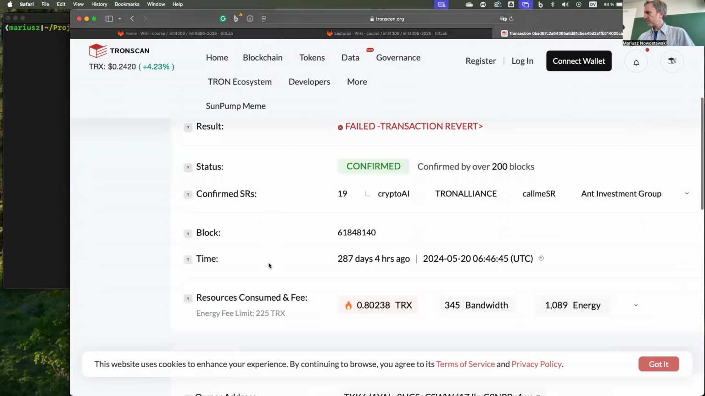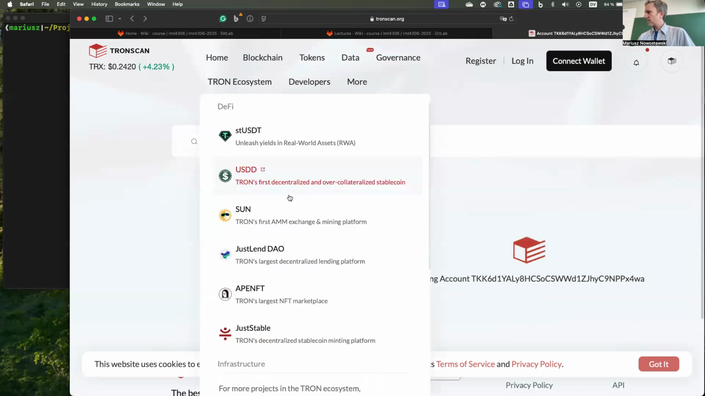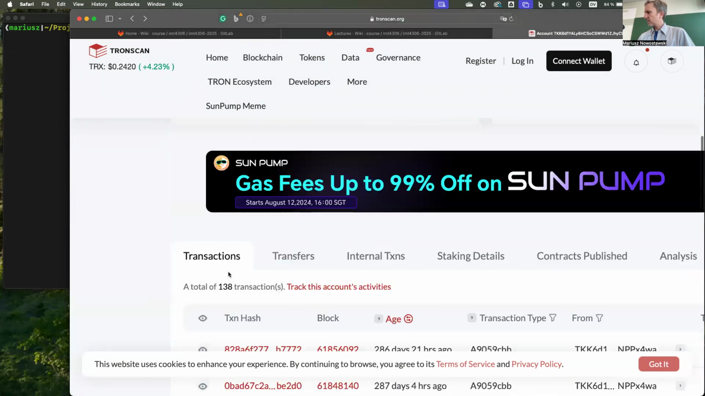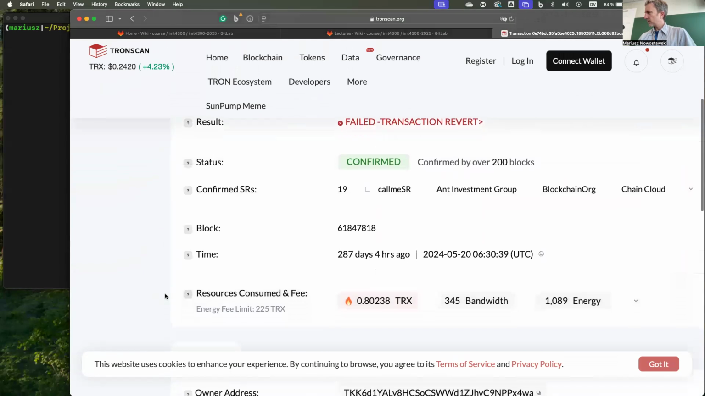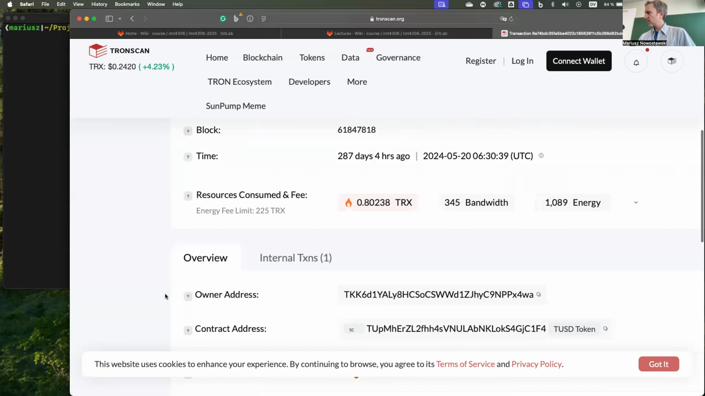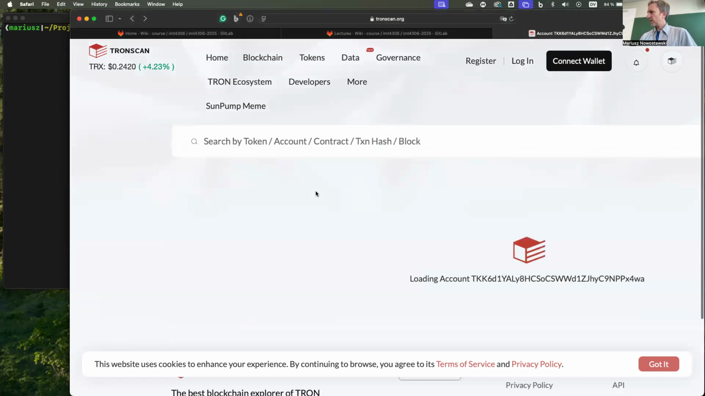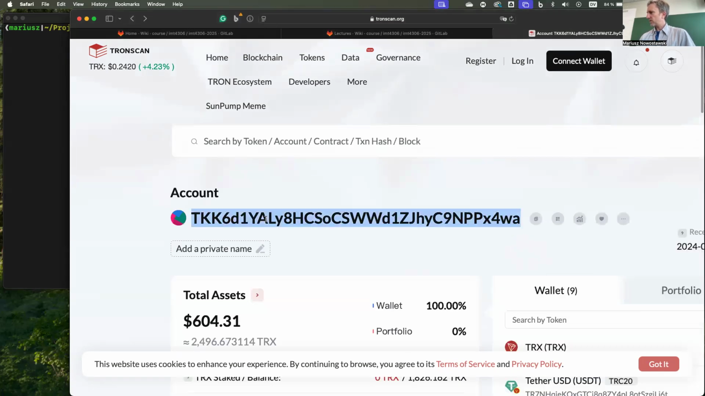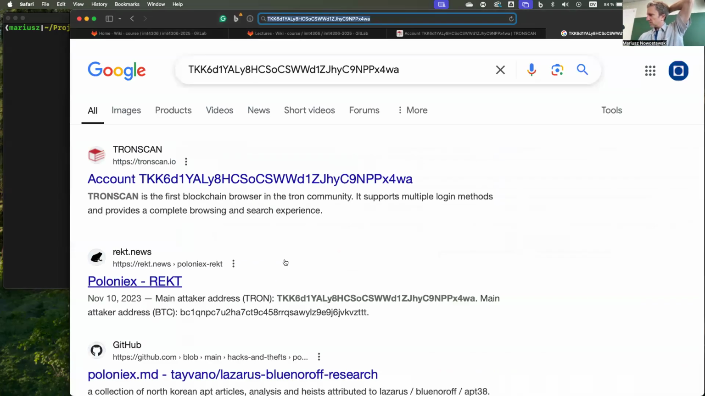So this one failed. We can see this one. All right, so it's a little bit tricky to work out what this address is, but if we maybe look for this address, so let's look for this address in Google. All right, so here we have a little bit more detail.